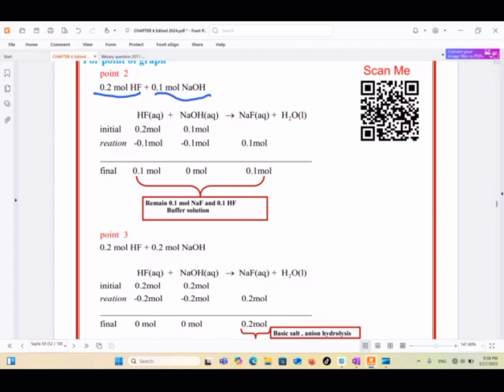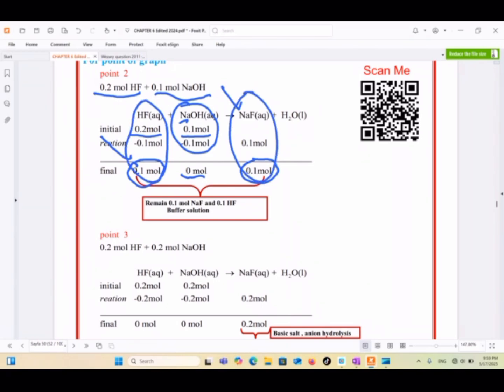Guys, when 0.2 mole of HF reacts with 0.1 mole of NaOH, the NaOH is completely consumed, there will not be any remainder, but 0.1 mole of HF will neutralize with the 0.1 mole of NaOH, 0.1 mole of the weak acid remains, and then will produce 0.1 mole of the salt. In any solution, when we have an amount of the weak acid with its salt or weak base with its salt, we can say that it's a buffer solution.